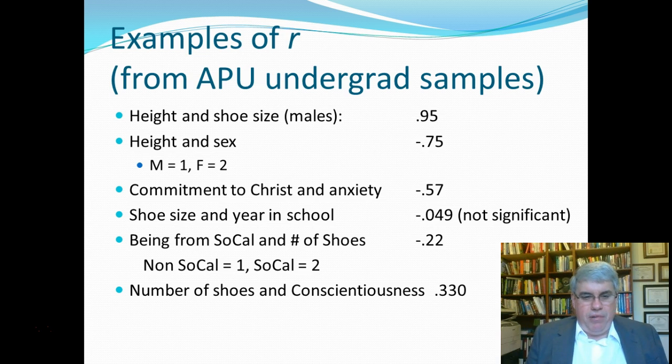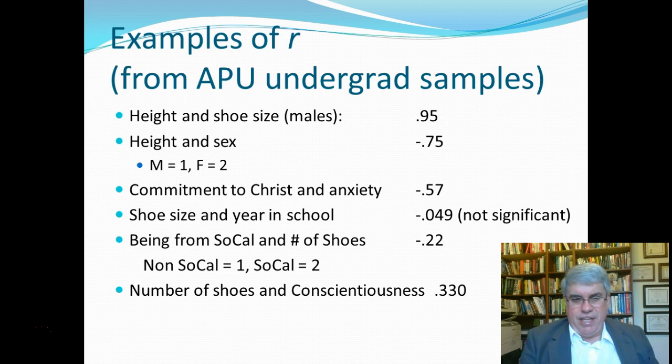Now, another variable measured was the shoe size and year in school. And here we got a really small absolute value. It's close to 0, minus 0.049. We're going to see later in the course that we're going to say, oh, this is not significant. It's quite possible we got these numbers just by chance, and if we were to do it again, we might get a positive number, because probably there's not really much of a relationship between shoe size and whether you're a freshman, sophomore, junior, or senior.